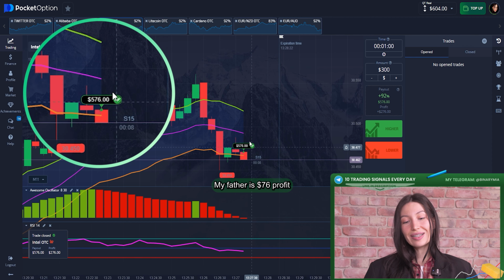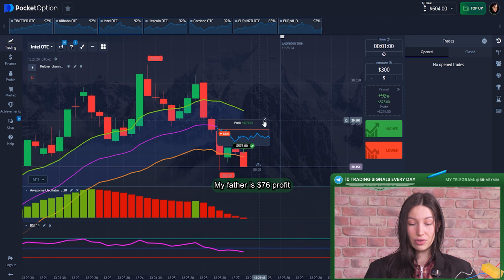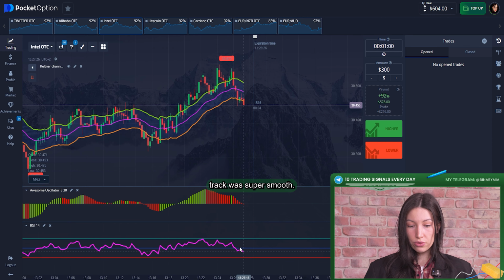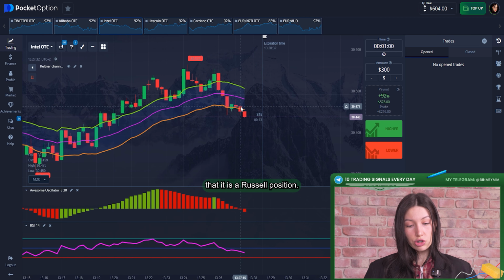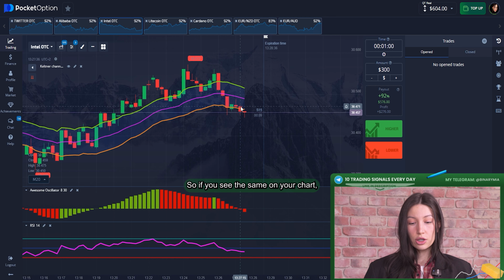As I told you, I felt super calm during this trade and the result is already here. Yes. $576 profit. The trade was absolutely super smooth. And I can see right now that it is a reversal position. So if you see the same on your chart, just repeat and you will be successful.